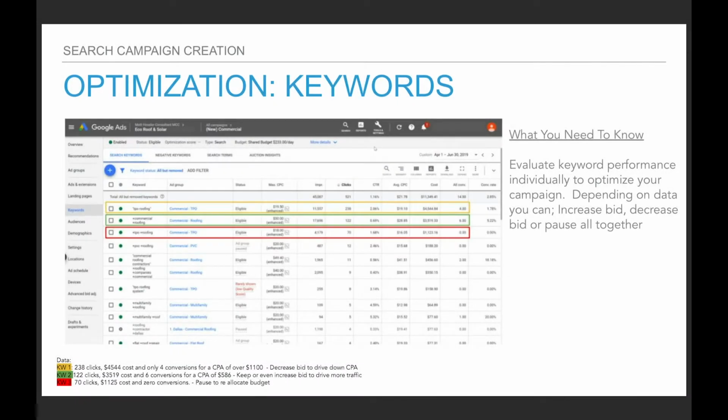All right, so we built some commercial roofing campaigns. They've been running for a couple weeks, days, or potentially months. We've amassed some data. How do we start to make these work better? I mean, the whole process Google refers to as optimization. And the idea is that you're never really done.